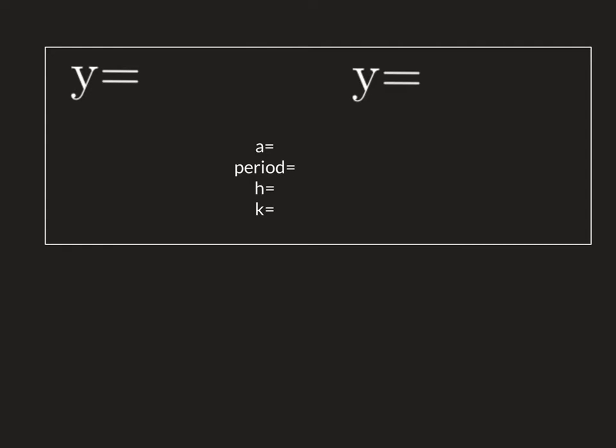Today we are going to continue graphing sine and cosine, but this time we're going to take it just one step further and add the last two pieces of sine and cosine, and that is shifting it left and right and shifting it up and down. Okay, so let's get started.